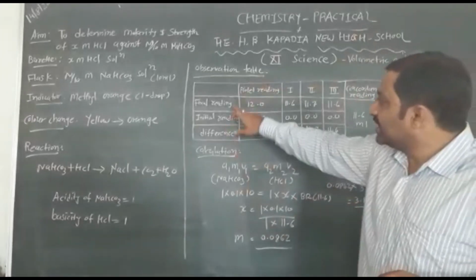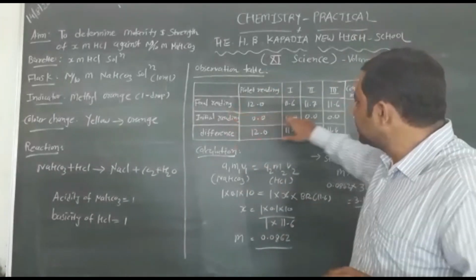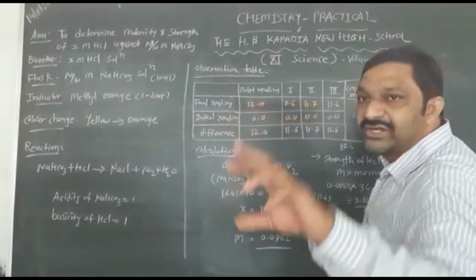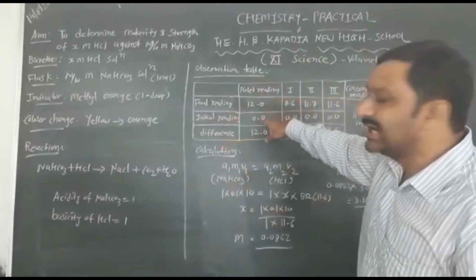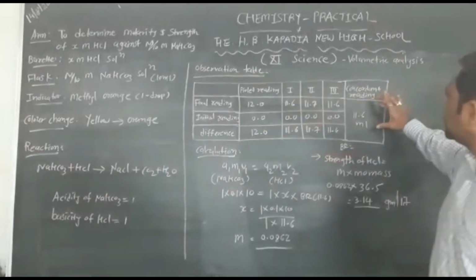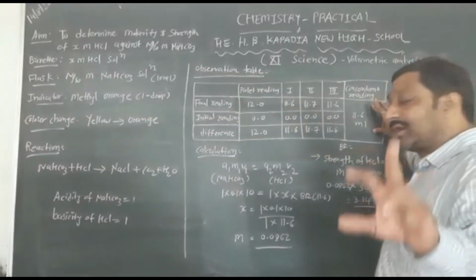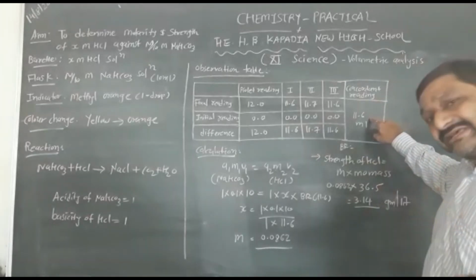Now look here. Here is the final reading, initial reading 0, 0. Here is your final reading, your burette reading, and the difference between final and initial. And here is your concurrent reading. Concurrent reading is 11.6 ml.